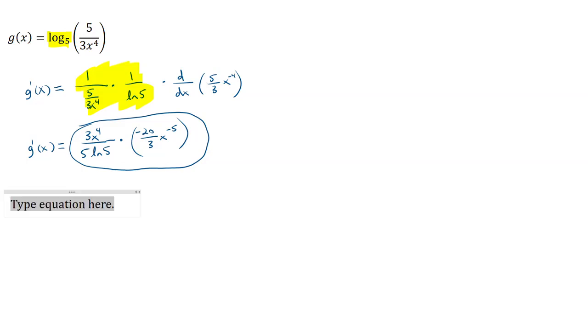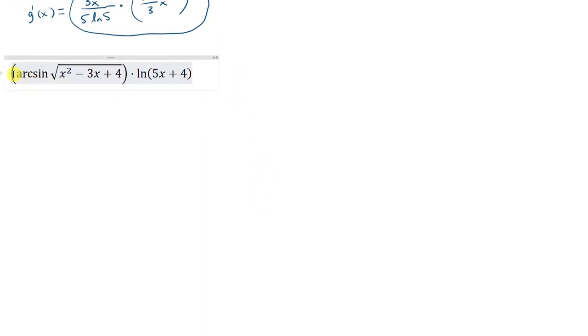And our last one, let's look at arc sine of the square root of x squared minus 3x plus 4. And let's do this. We're going to multiply that arc sine by the natural log of 5x plus 4. And sorry, I forgot to name the function. Let's call this h of x.